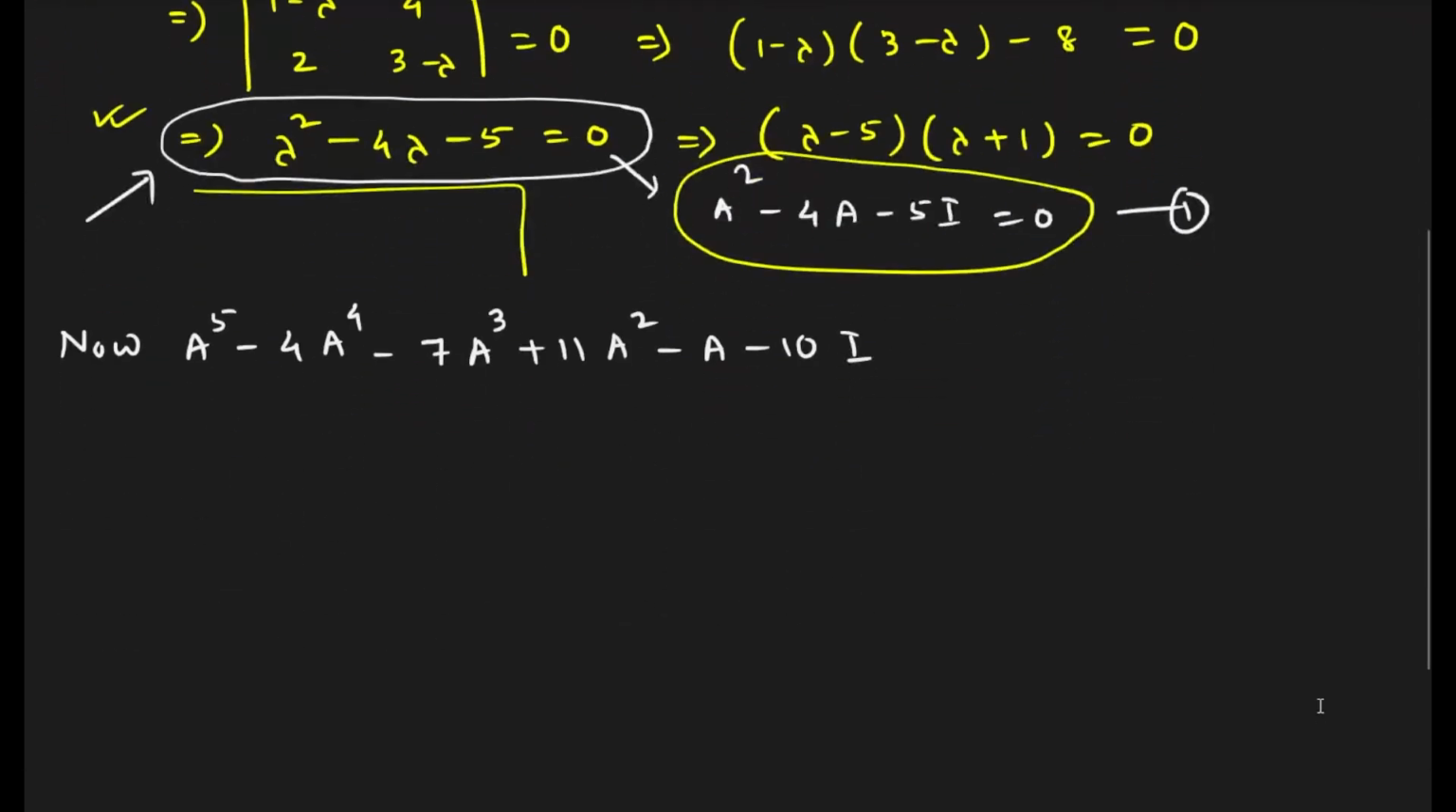So how will we do the calculation? You see, I'm writing equation 1 thrice. Suppose A square minus 4A minus 5I. So leaving some space, again A square minus 4A minus 5I.